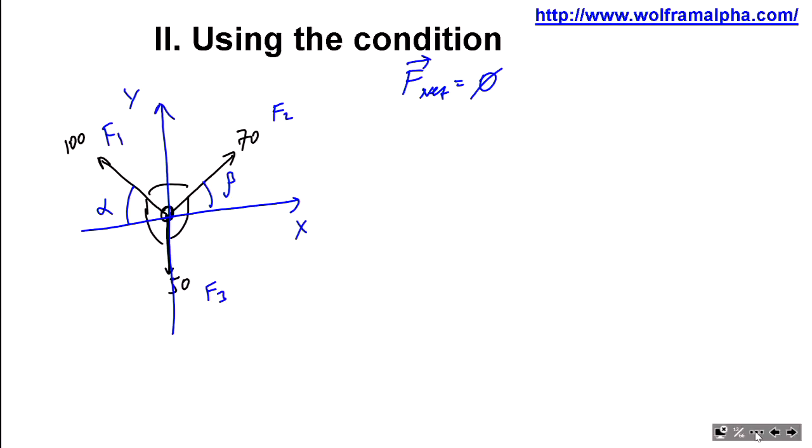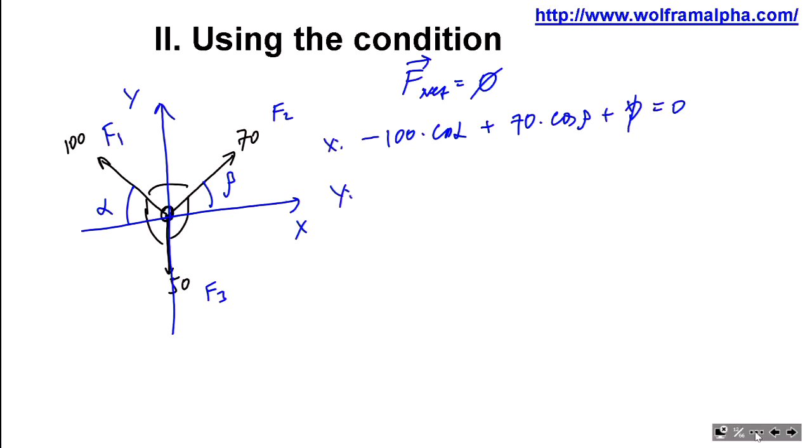Relative to the x-axis, force number 1 has a negative component. F1 times cosine alpha has to be negative. Plus, force number 2 has a positive component. Actually, I know the number, 100 grams for force 1. So force number 2 has a positive component, 70 times cosine beta, plus force number 3 has no x component, and that has to be equal to 0. We're done with the x component.